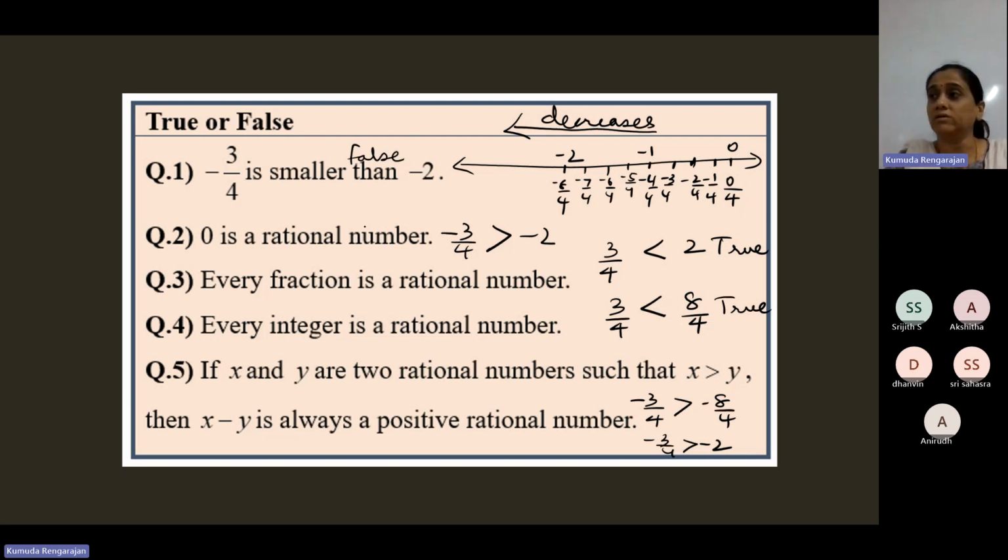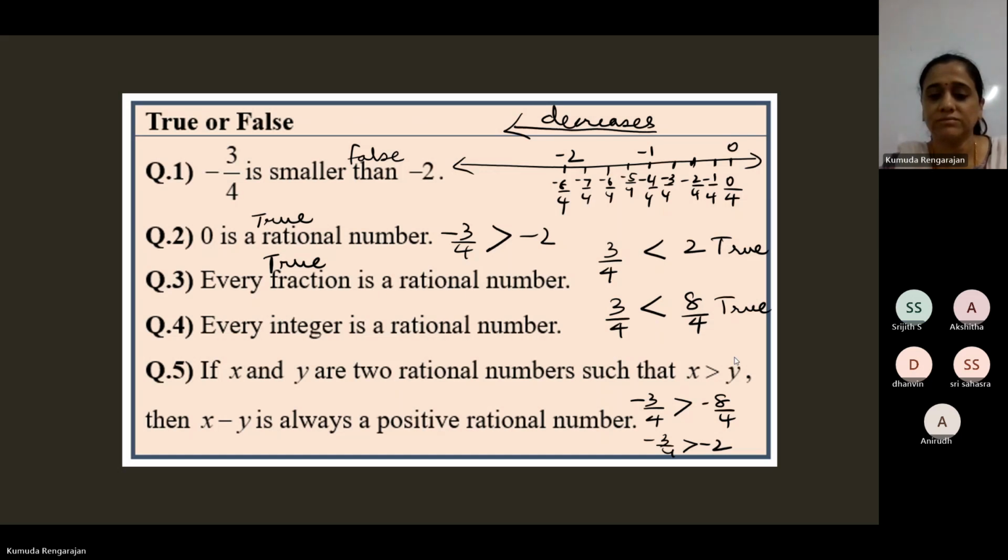0 is a rational number. Yes, ma'am, because it can be expressed in the P by Q form. Correct. Every fraction is a rational number. Yes, ma'am, because it is expressed in the P by Q form. Correct. Every integer is a rational number.